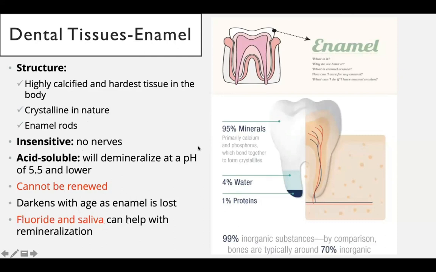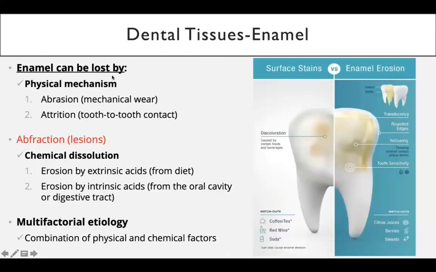Fluoride and saliva help remineralization because they protect the enamel, and then remineralization can occur. Enamel is lost by physical and chemical dissolution. Physical loss is abrasion, attrition, abfraction. Chemical loss is chemical erosion, abfraction lesions.